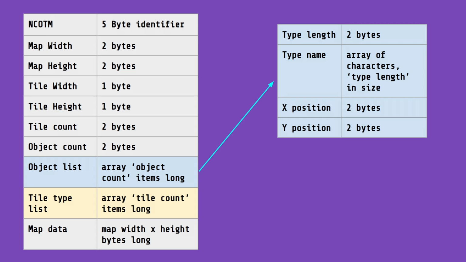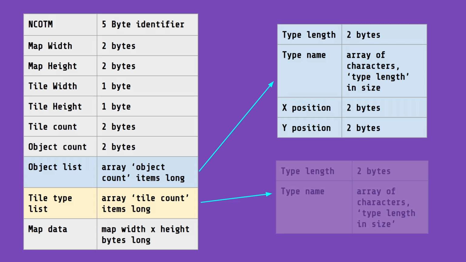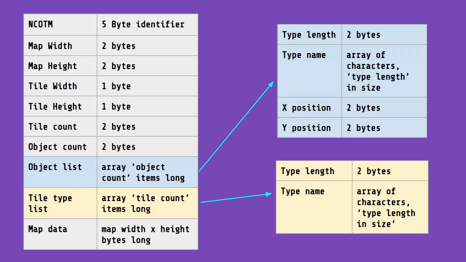I'm then doing a similar thing for the types of tiles, where at the moment I just store the name of the thing, like floor or wall or empty or anything else that I'm going to make up. So I need to know how long it's going to be, and the length of the name. And that's it. I've then just got the map data, which is just all the bytes that describe the entire map. And that's map width by map height bytes long.